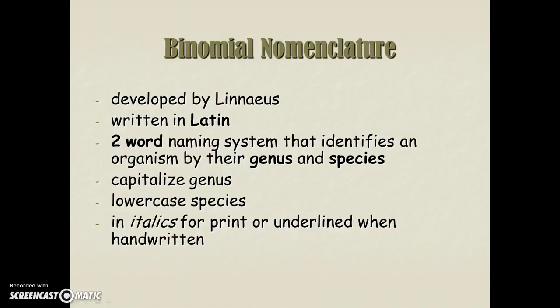How it's written: the genus word is going to be capitalized. The species word is going to be in lowercase, and it is going to be written in italics if it's printed or typed. If it's handwritten, it's going to be underlined because you cannot handwrite in italics. So if it's printed, it's italicized, and if it's handwritten, it would be underlined. So these are the guidelines for writing the scientific name of an organism.